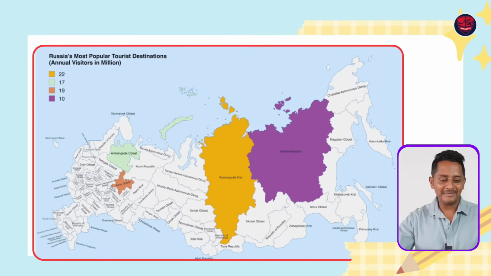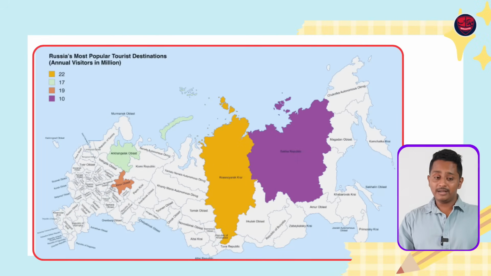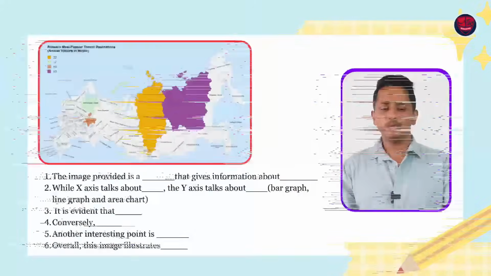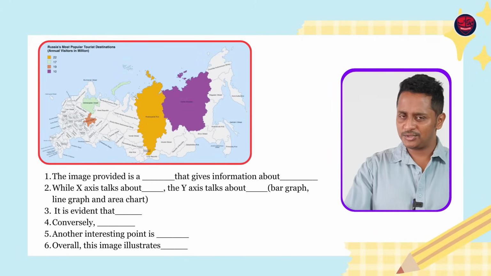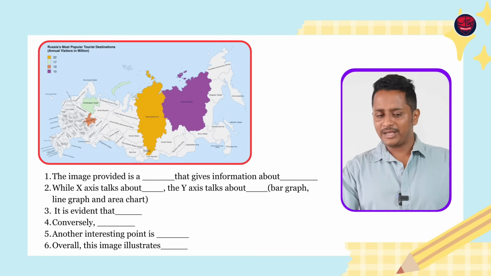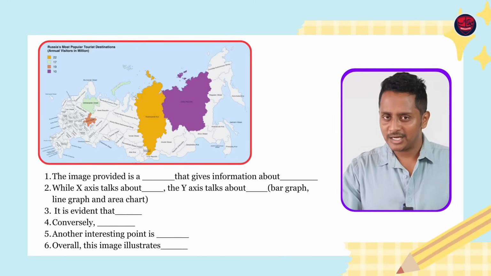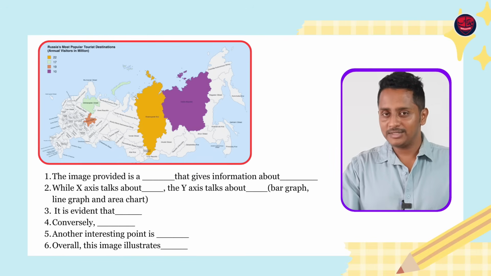Something like this comes. It's about Russia's most popular tourist destinations, where annual visitors in million is given. You just look into it and you get to know Sakha Republic has 10 annual visitors in million. Now you start speaking. The image provided is a map that gives information about Russia's most popular tourist destinations represented in annual visitors in million. Also has 4 categories. The first category is Sakha Republic. Sakha Republic is provided in purple color, which represents 10 annual visitors in million.